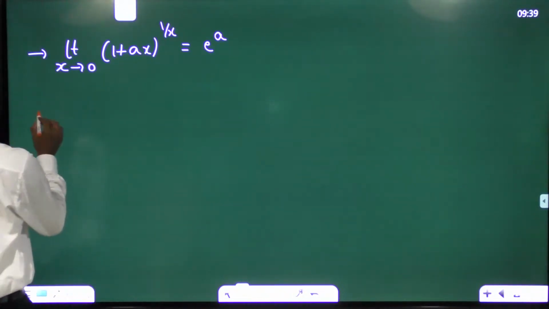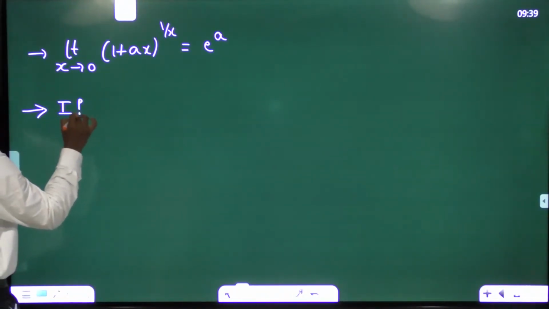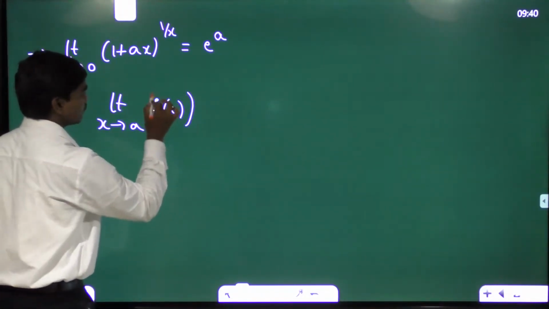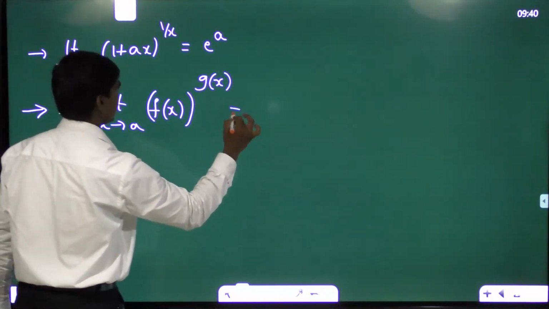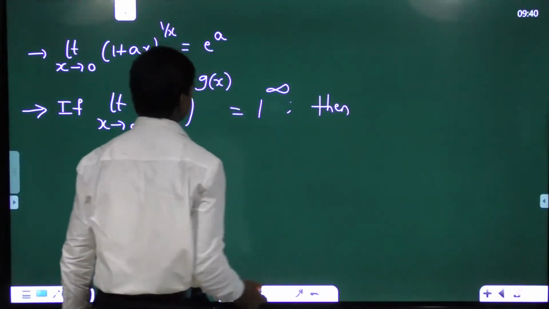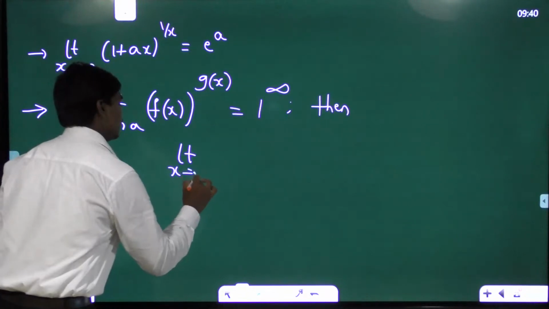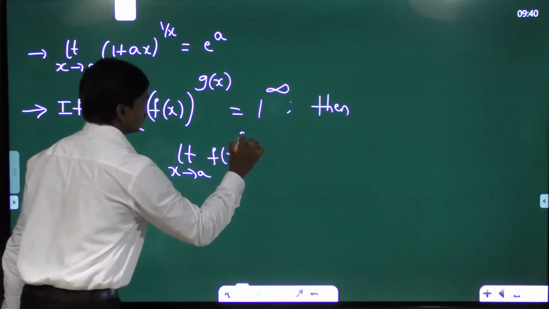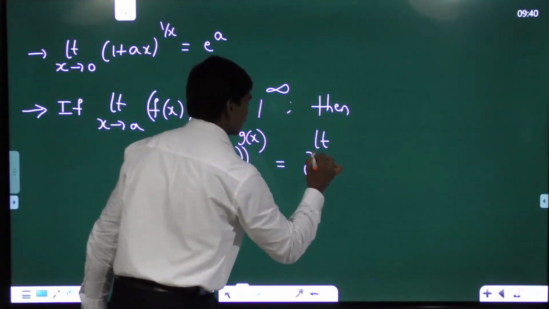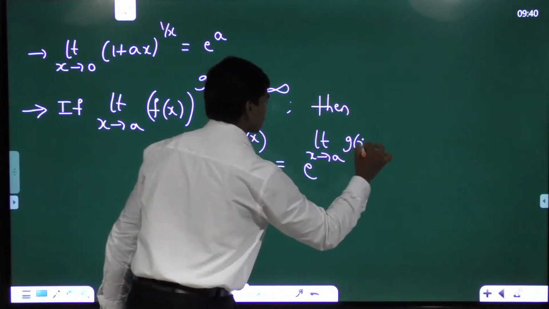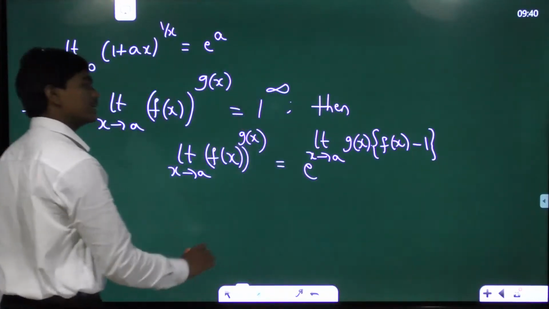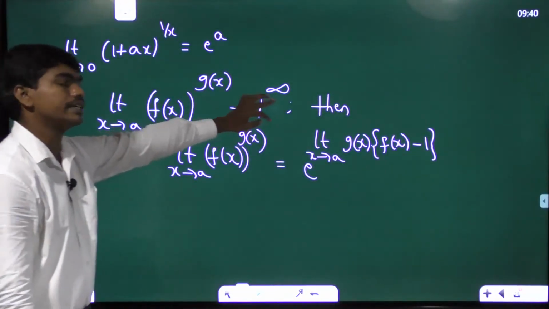Now the shortcut is: if limit x tends to a, f of x power g of x is giving you a 1 power infinity form, then limit x tends to a, f of x power g of x is equal to e power limit x tends to a, g of x into (f of x minus 1). This is the standard shortcut that you could have for analyzing these 1 power infinity situations.